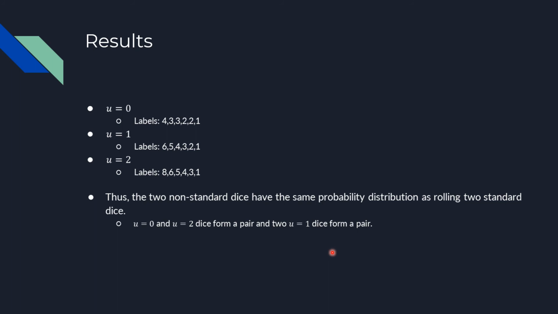So if we roll a pair of dice, then u equal to 1, those are the two dice. That's the standard dice. And then we roll the u equal to 2 die with the u equal to 0 die. And those two together give us the same probability as rolling the two u equal to 1 dice, the standard dice, in other words. So u equal to 0 and u equal to 2 die form a pair. And two u equal to 1 dice also form a pair, which is just standard dice.